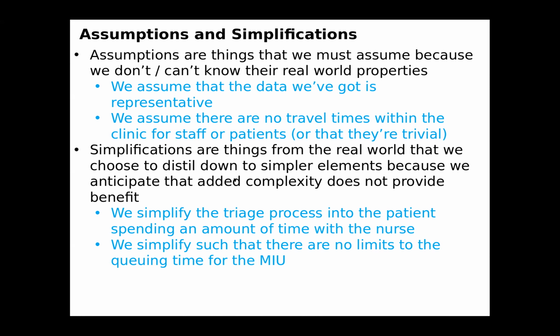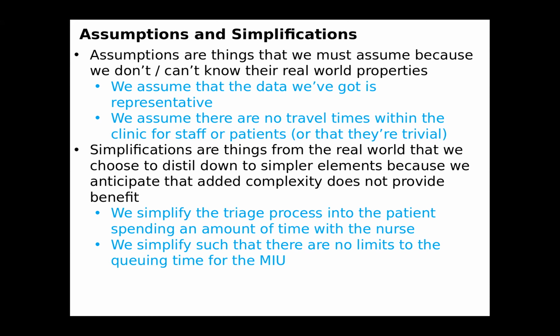Similar but different simplifications are things that are in the real world, but which we choose to distill down into a simpler representation because we don't think that adding in complexity is going to provide any benefit. So an example might be that if we're modeling a triage process, we just say that's a process in the model where the patient basically holds on to the nurse for a certain amount of time and then the nurse is released. And that represents our triage process. And in most cases, that's the kind of level of detail you'll be dealing with.